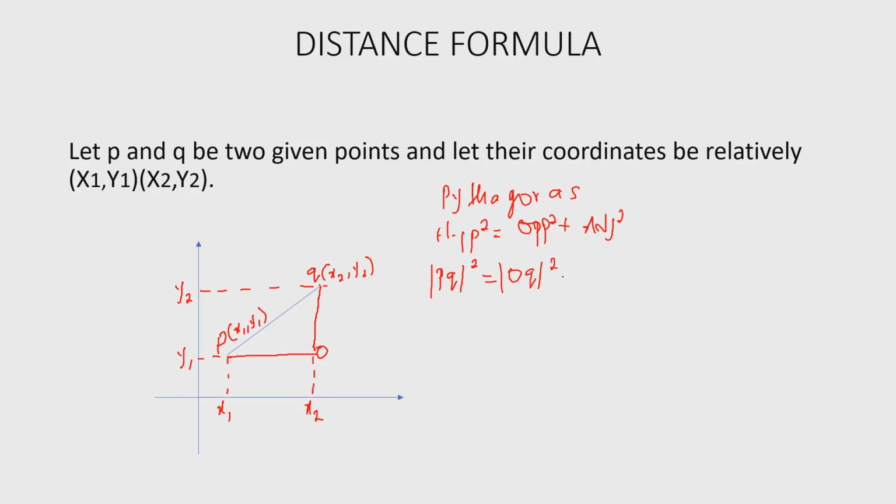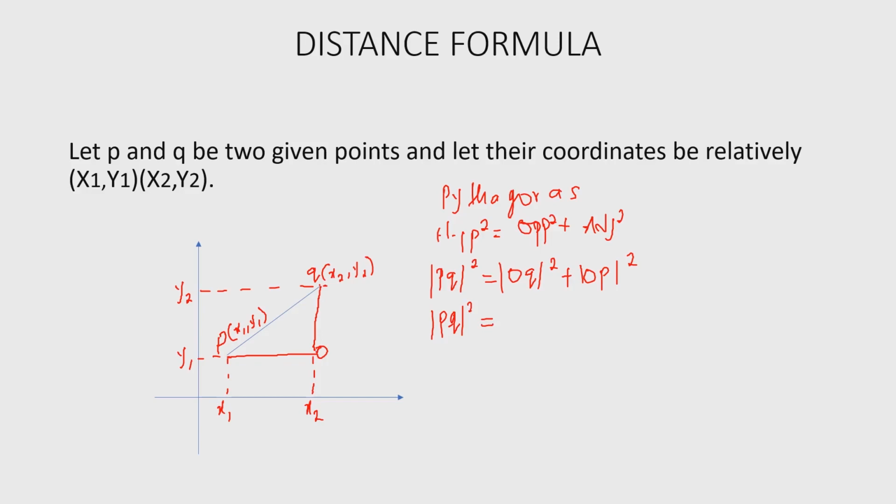Okay, then plus the adjacent, then call it OP square. So now PQ square is what we are looking for, because that's the distance between the 2 points. The 2 points you are looking for are points P and Q. So PQ square is equal to OQ.